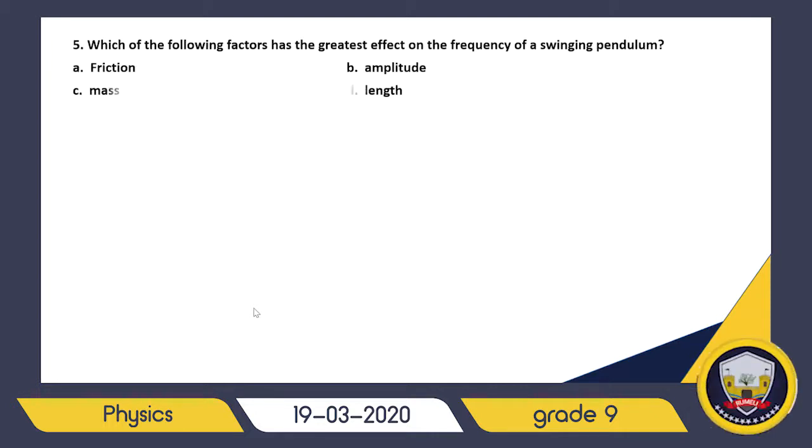Another question. Which of the following factors has the greatest effect on the frequency of a swinging pendulum? Friction, amplitude, mass, or length? What do you think? Friction actually has no relation to the frequency. It doesn't affect the frequency. Amplitude also doesn't much affect the frequency. Also, the mass doesn't affect the frequency.